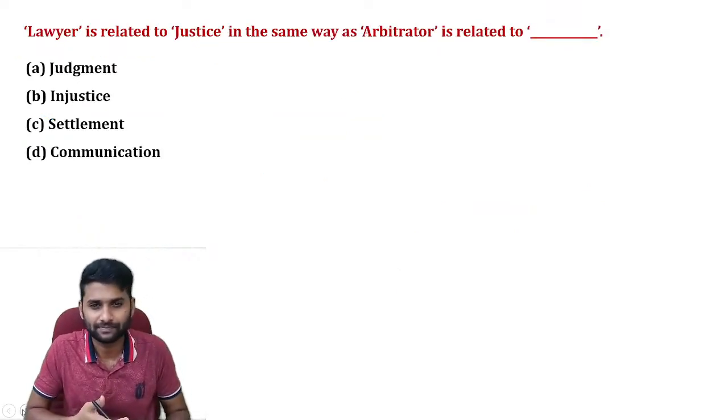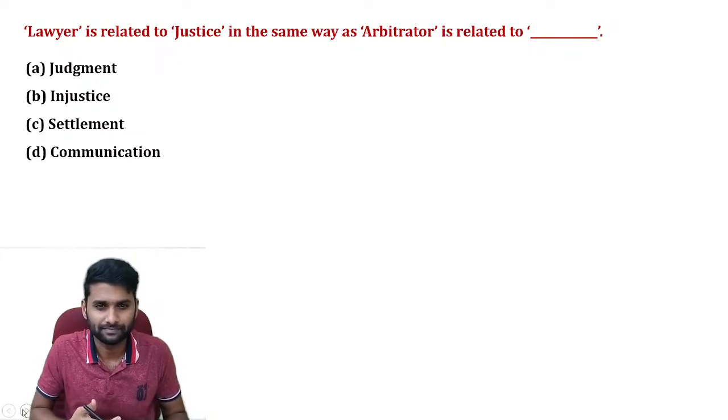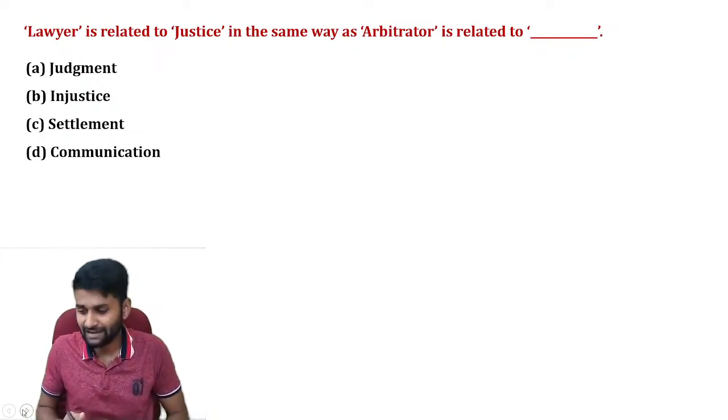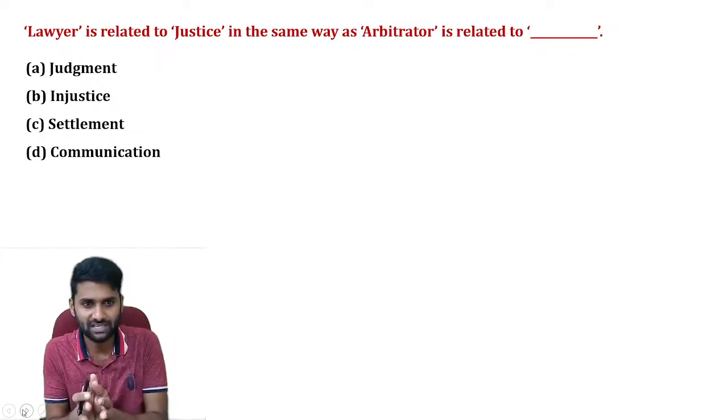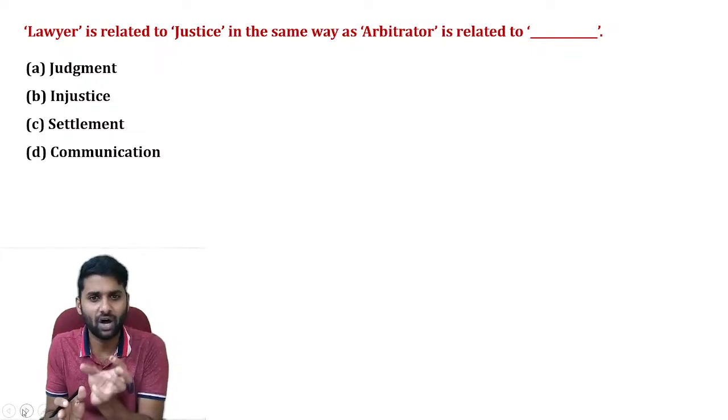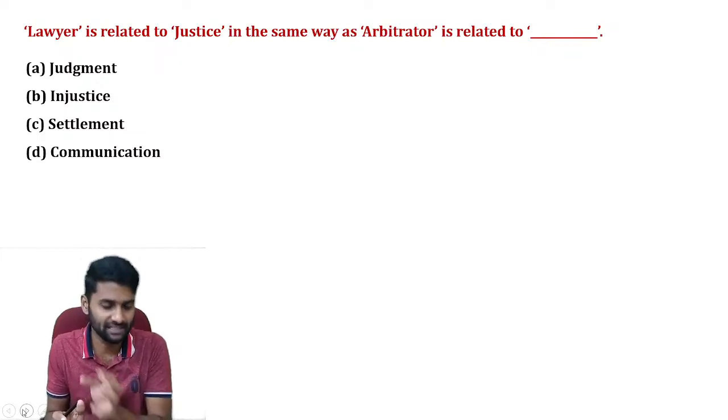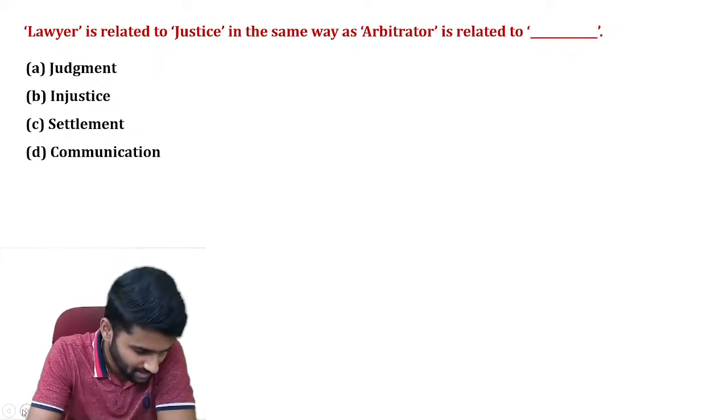Next. Now find the relation. Understand the relation between lawyer and justice. If you understand that relation, then how can arbiter be related to that information? Now answer this question.